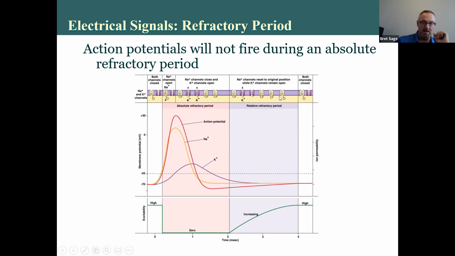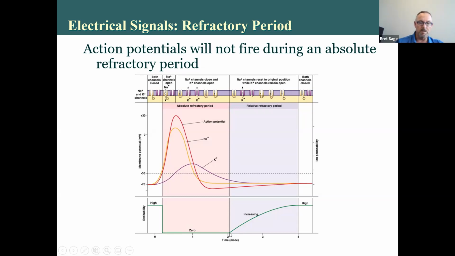And my favorite part of this is excitability. And what does excitability mean? It means how likely is it to be able to generate a new action potential. So here at the beginning, while it's ready, the excitability or the ability to generate an action potential is very high. Then when you start this, the beginning of the action potential goes to 0. That means that is absolute refractory period.